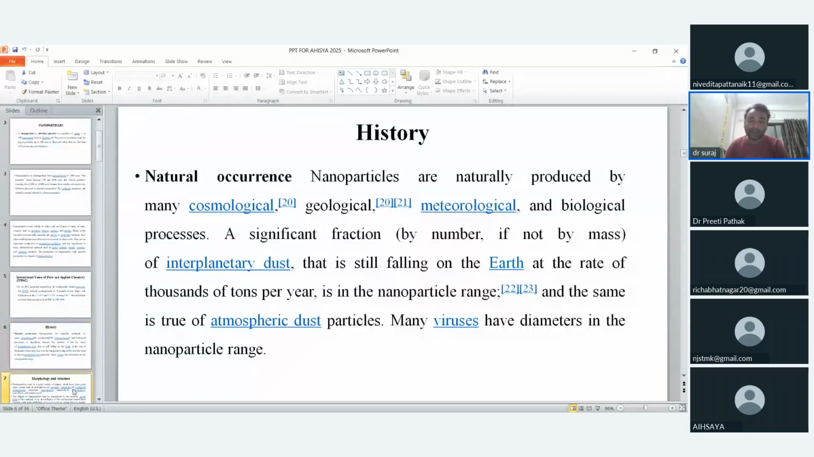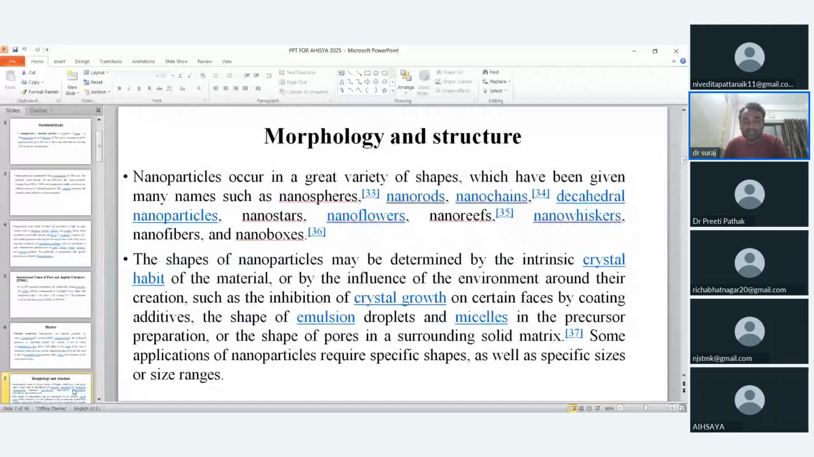Now, morphology and the structure of nanoparticles. Nanoparticles generally have a variety of shapes, and they differ in structure or pattern of arrangement. Some are in a rod shape, so they are called nano rods. Some are in a chain, so they are nano chains. Some are decahedral nanoparticles, so they have a very different arrangement.